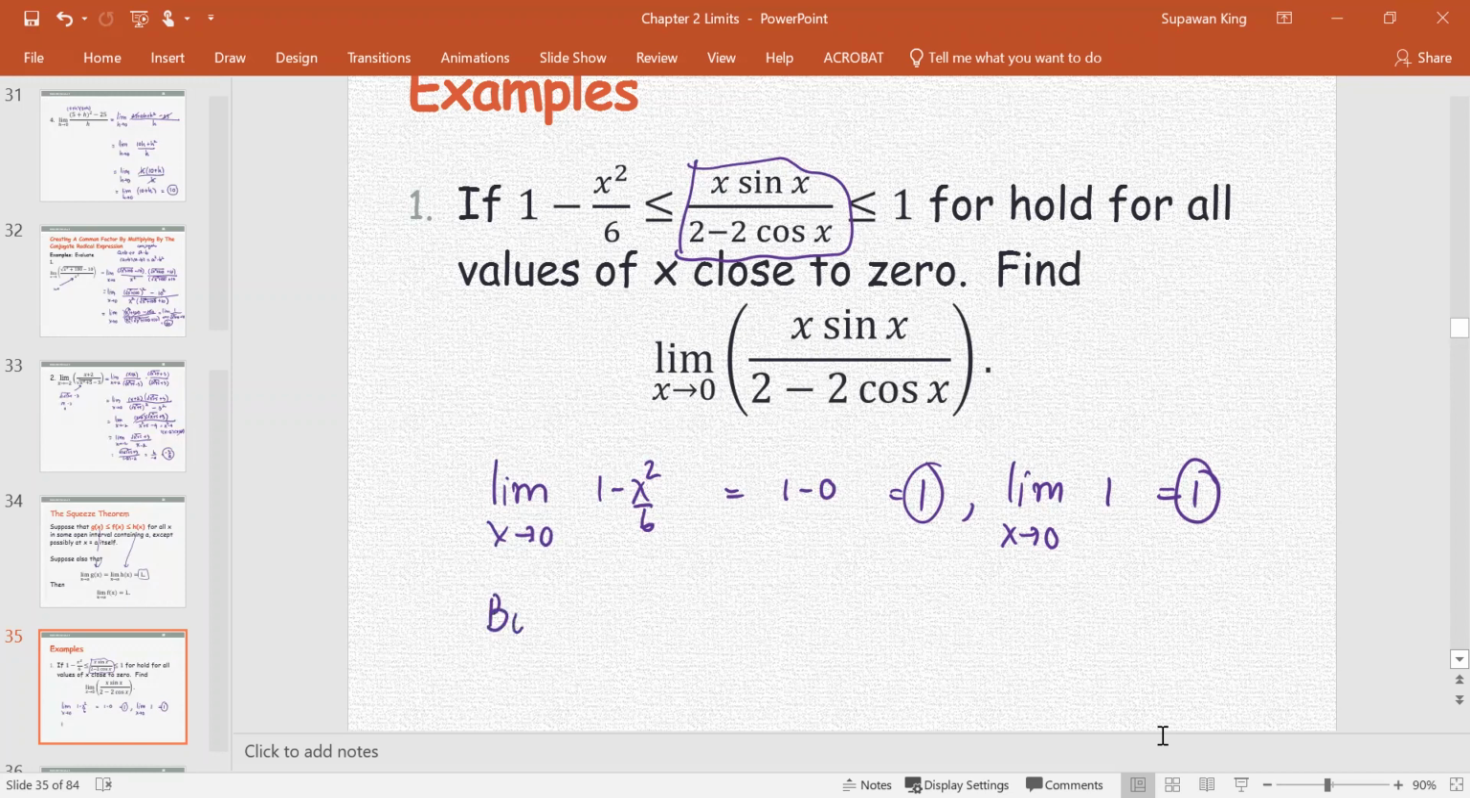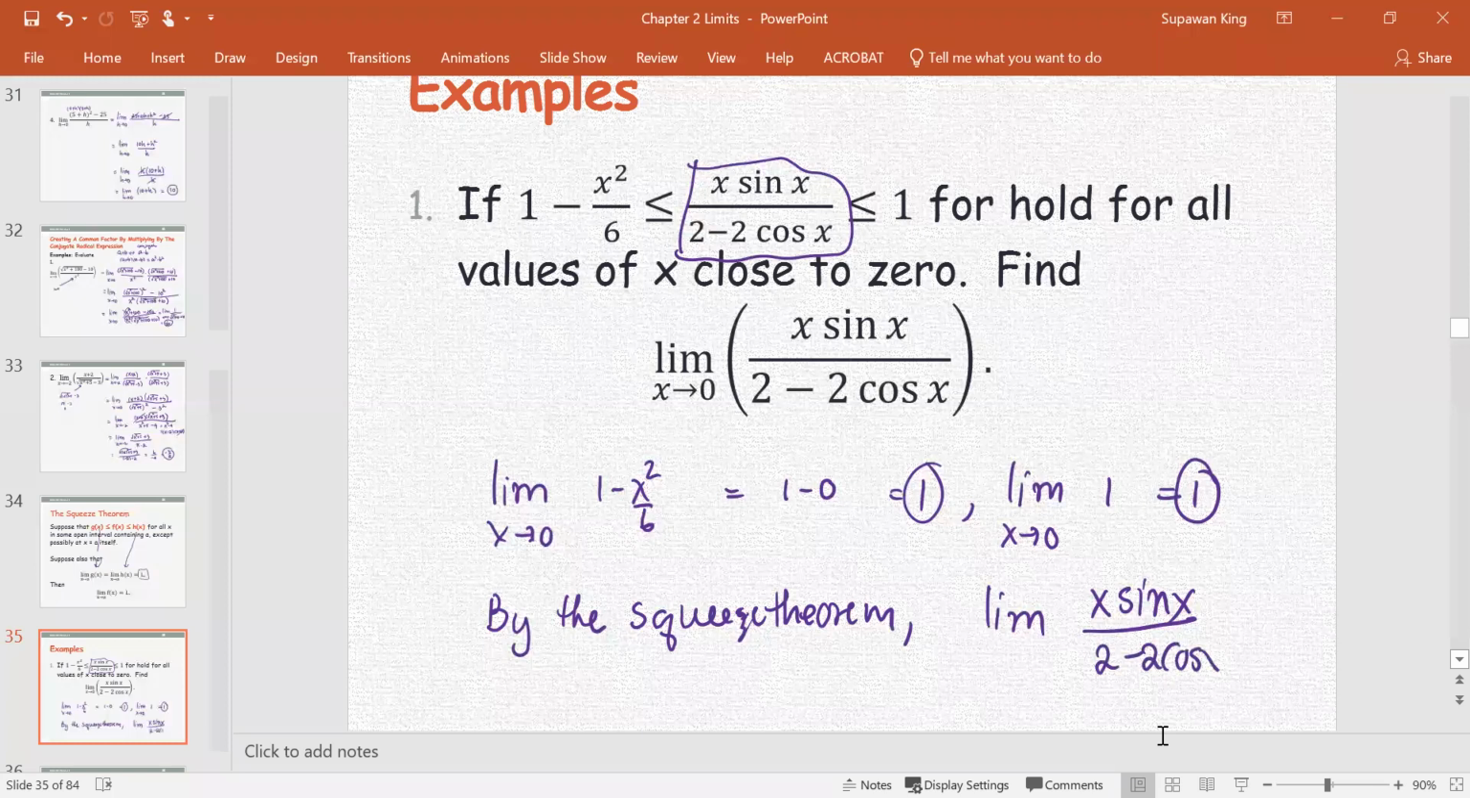Therefore, by the squeeze theorem, the limit of the middle function, which is x times sine x divided by 2 minus 2 cosine x as x approaches 0, equals 1.